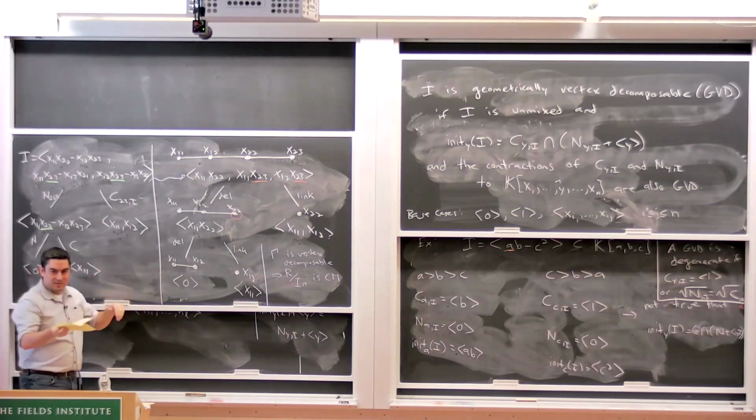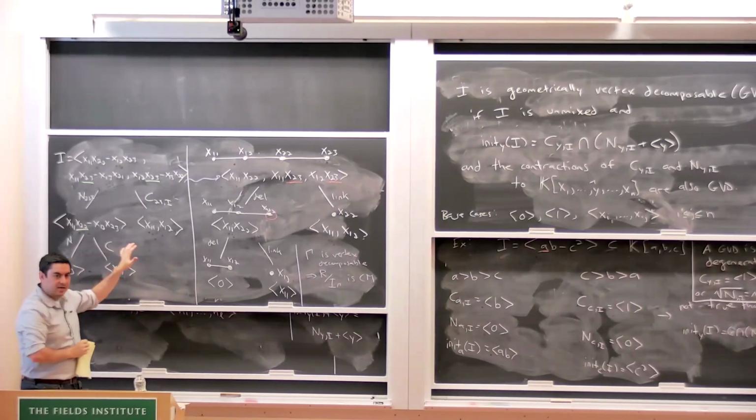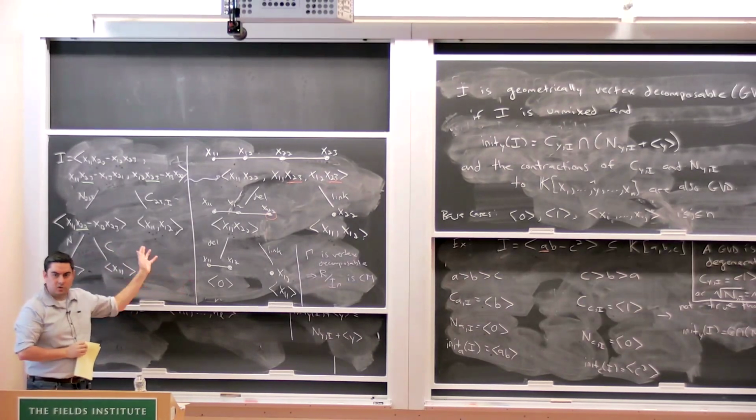But again, you'll see an example where you have to work on this side and not that side because there is no square free degeneration.